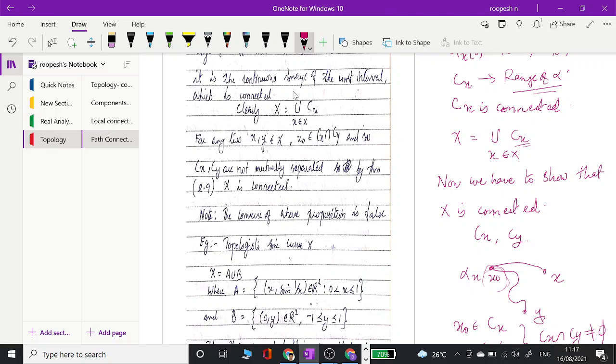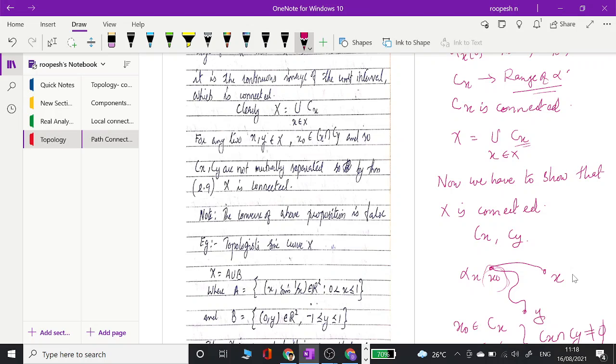Now we want to show that this union of Cx is connected. For that what we are using is X0 belongs to Cx intersection Cy. So Cx and Cy are not mutually separated. Then by a previous theorem we have studied, the union of connected sets is connected if the members are not mutually separated. So we have shown that Cx and Cy are not mutually separated. That means their union is connected. That is, X is connected.